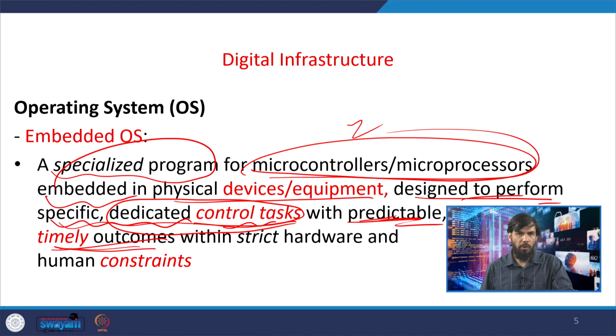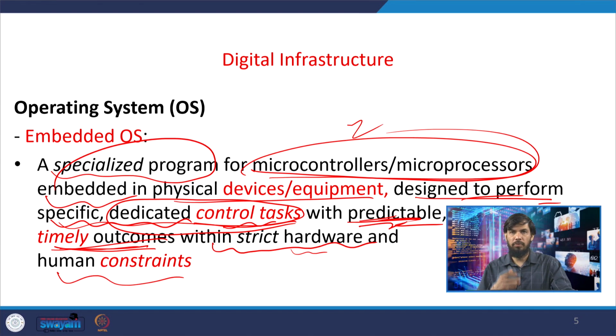But in the case of an embedded OS, we are talking about devices and equipment. The moment you press a particular button or do a particular setting, you expect that to happen. So predictable timely outcomes are to be supported, and obviously you are operating within strict hardware and human constraints. These embedded operating systems run on microcontrollers or microprocessors, which might just have microchips or smaller capacity chips and little memory. So there are strict hardware limits within which they need to function, and human constraints are also there.